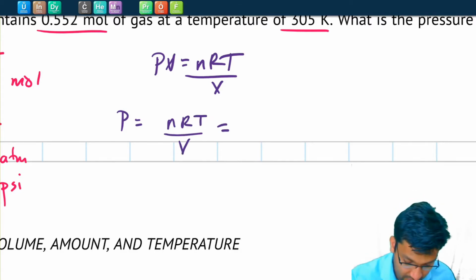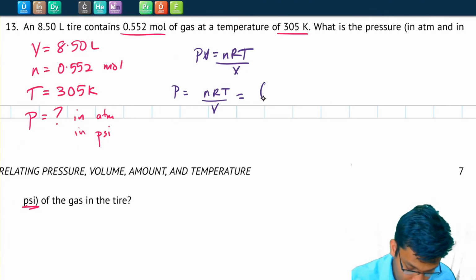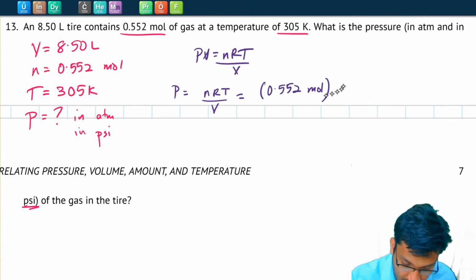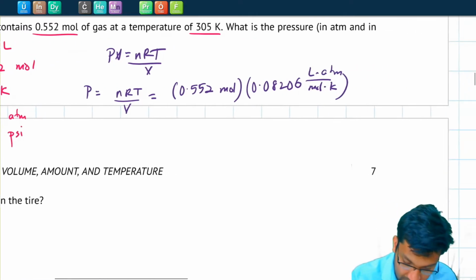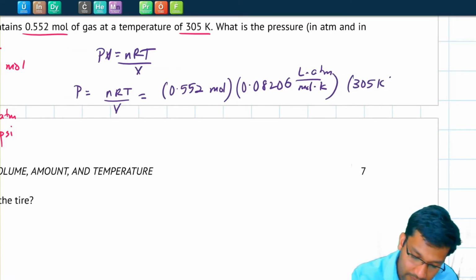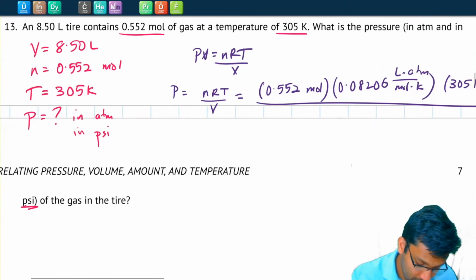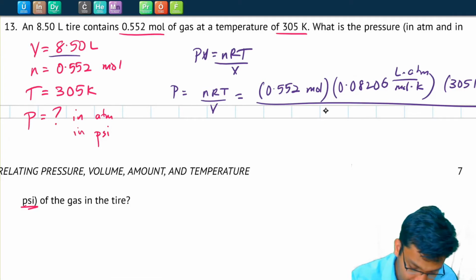So let's substitute. N is 0.552 moles. R is 0.08206 liters times atmospheres divided by moles times Kelvin. The temperature is 305 Kelvin. And the volume, where's the volume? Volume's right there. It's 8.50 liters.